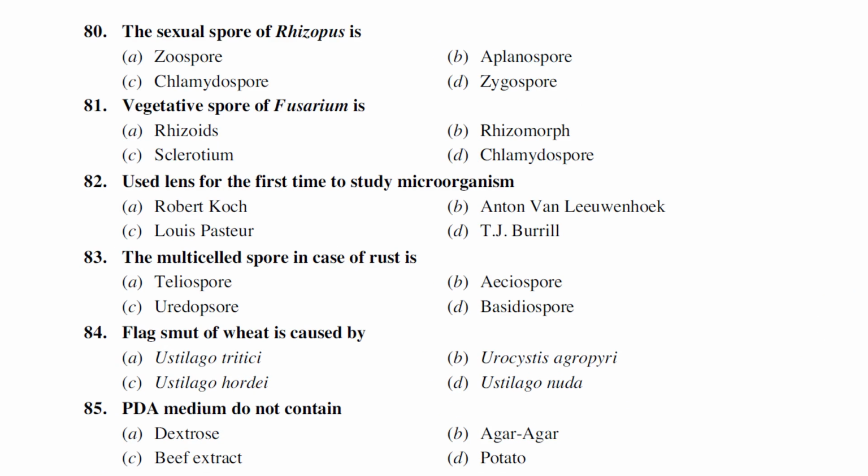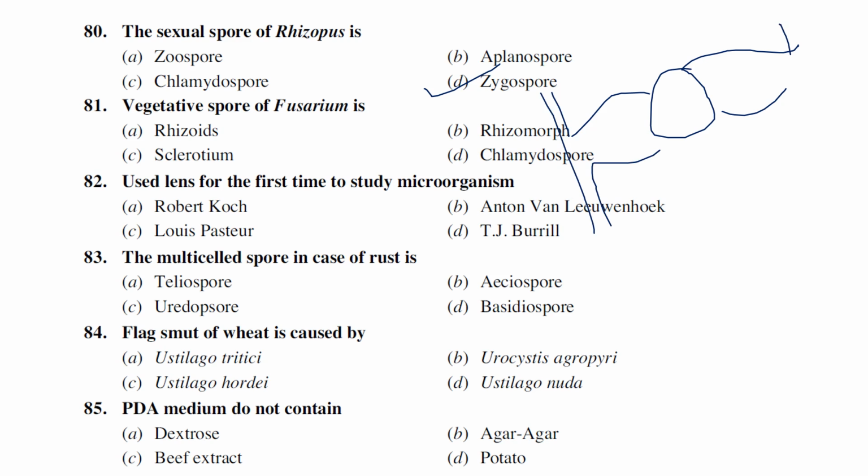The sexual spore of Rhizopus. Rhizopus generally produces sporangia as well as zygospore. This zygospore is generally a sexual spore. The options are zoospore, chlamydospore, aplanospore, and zygospore. This zygospore is the sexual spore. It also contains some holding-like structures called suspensors. So this is the zygospore, the sexual spore produced by Rhizopus, and it also produces aplanospores.